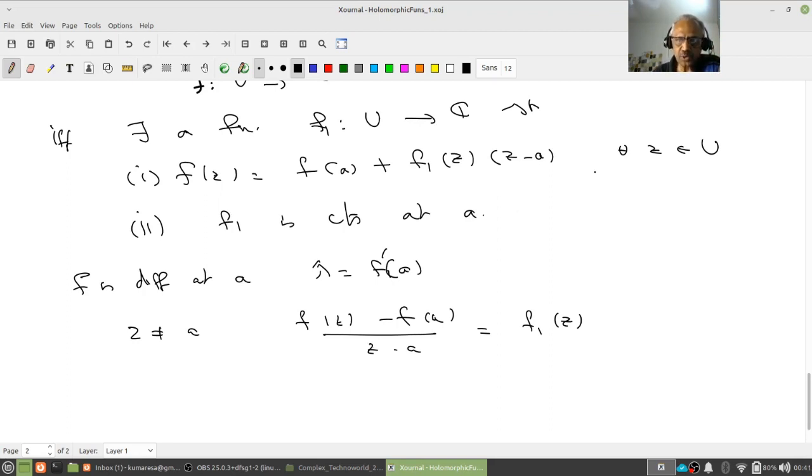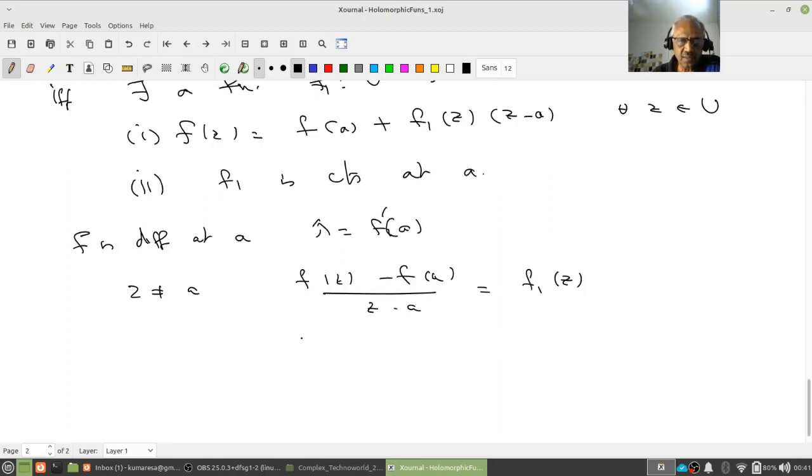But remember, f1 is supposed to be defined on all of U, therefore in particular at a it should be defined. But it says f1 must be continuous at a. Therefore, what should be my f1 of a? Since f1 is going to be continuous at a, it should be the limit as z goes to a of f of z minus f of a by z minus a. Therefore it must be f dash of a. Please understand, if you are new to my channel, I am working backwards.